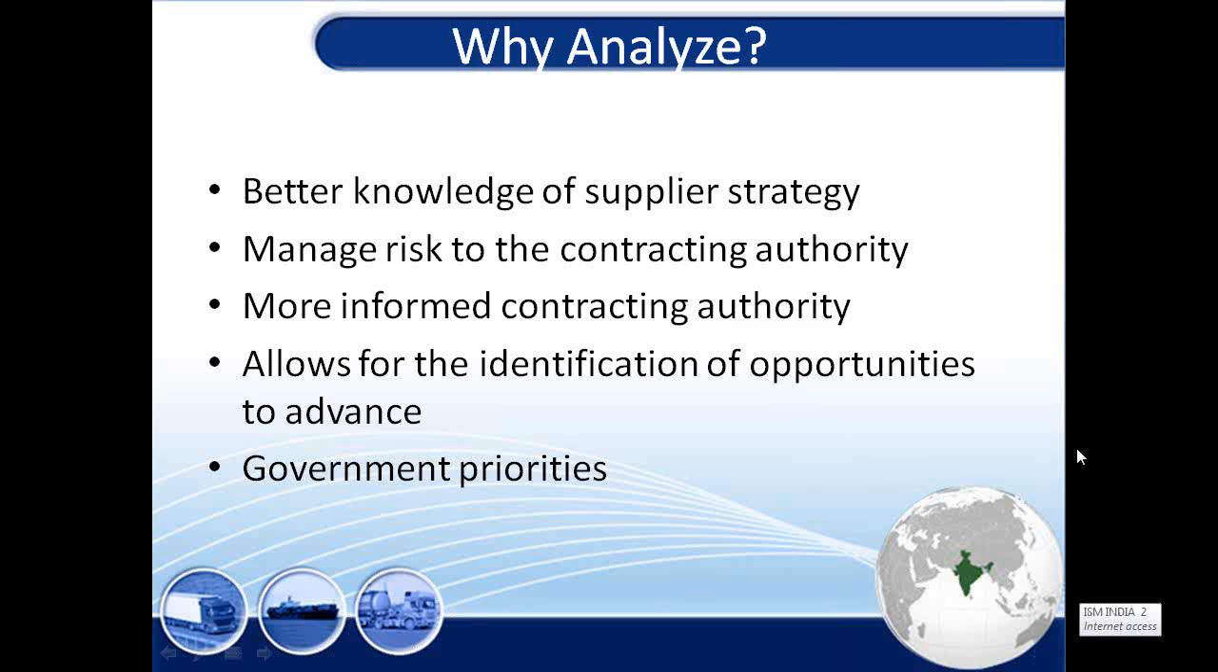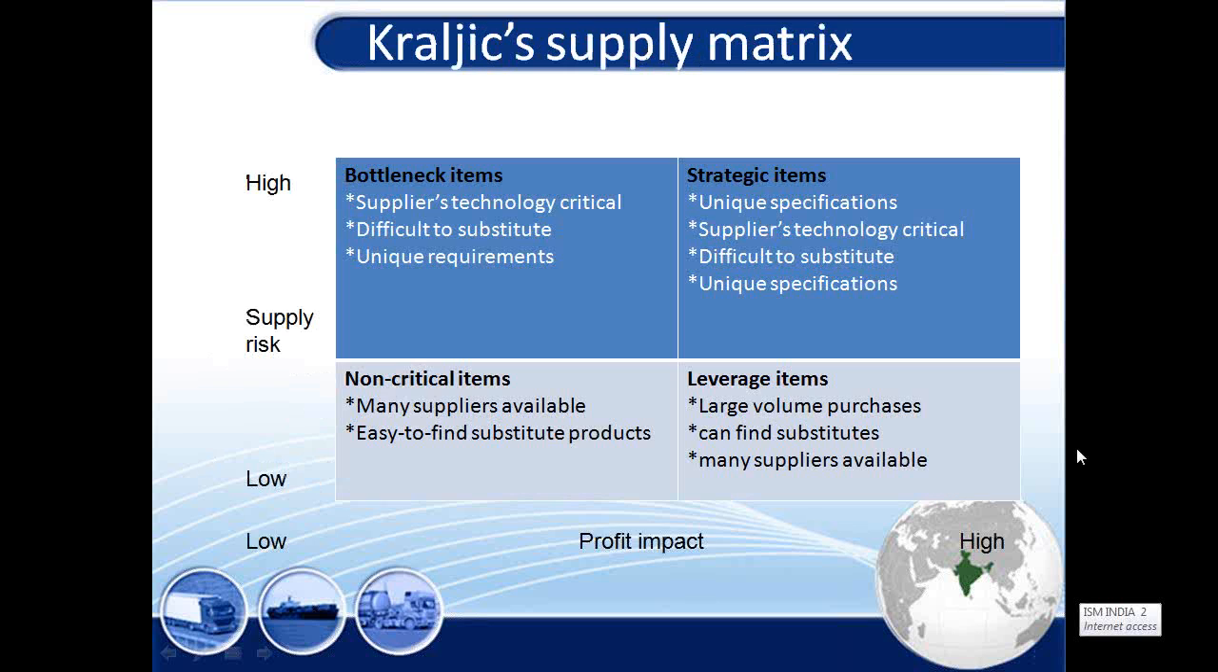And the next is government priorities around. There could be some priorities from the government side that we have to buy more and more from this country or that country. So there could be priorities around.